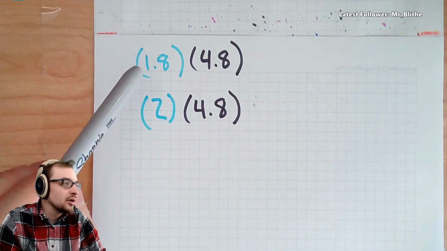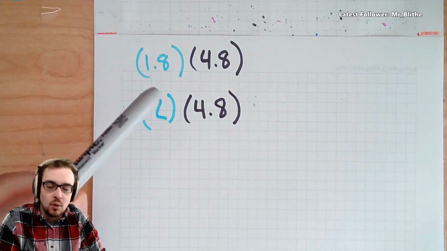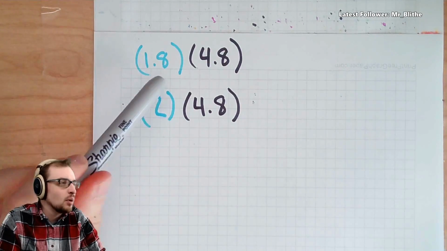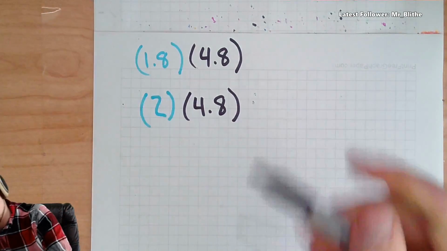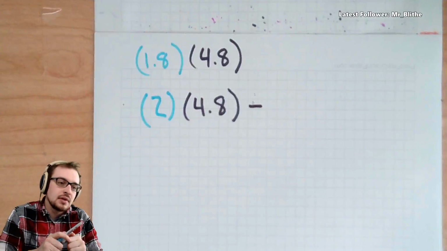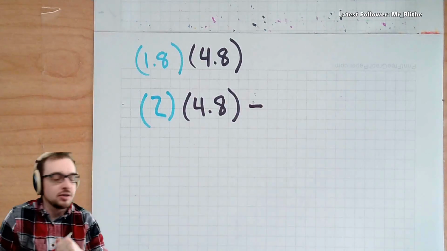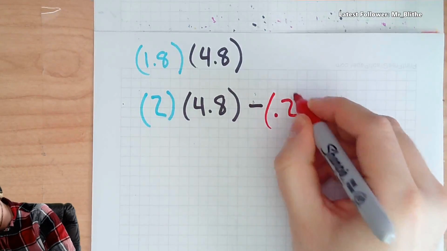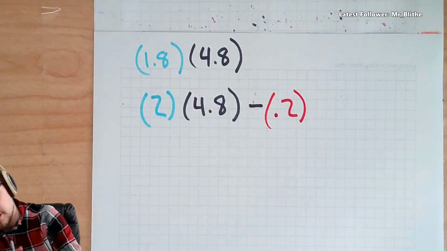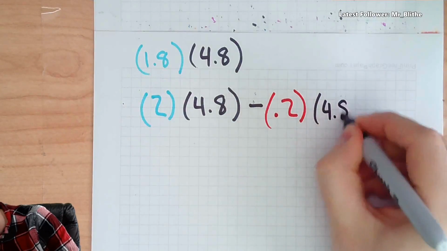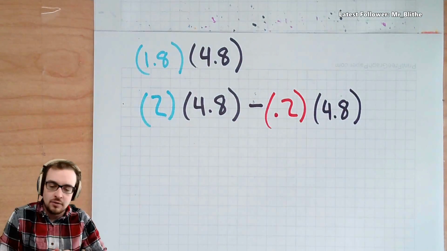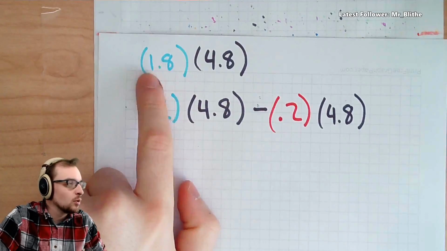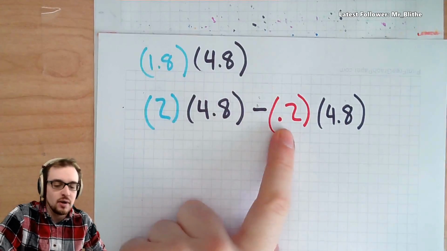But that's going to be too big, right? We did 0.2 too many, right? That's the difference between 1.8 and 2, is 0.2, right? So we did too much, so we had to take away some. We're going to take away 0.2 of 4.8. Right? We've got double 4.8, but that's 0.2 too much, right? We wanted 1.8 times 4.8. So we have to take away 0.2 of that.